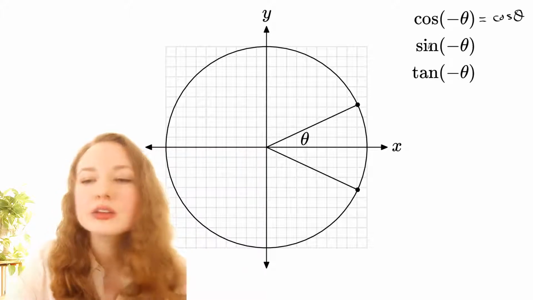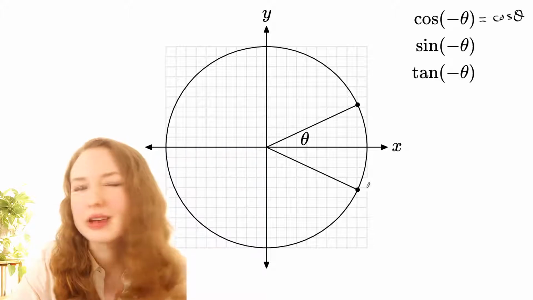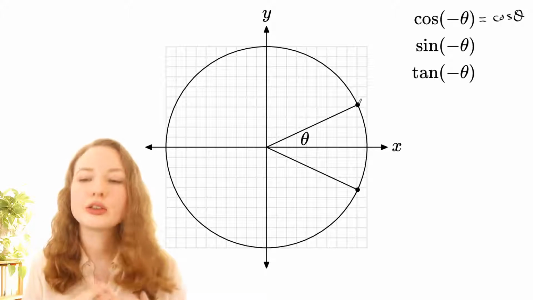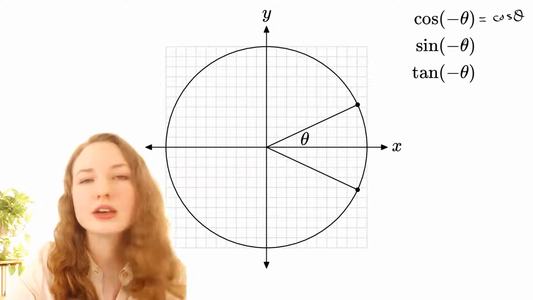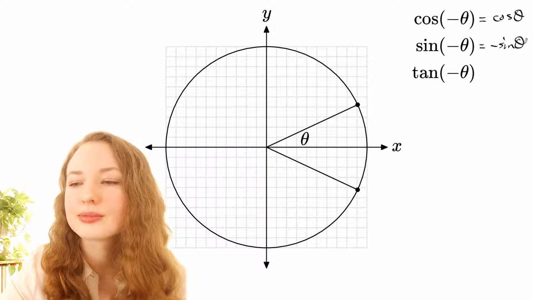For the sine, which remember is the y-coordinate, you can see the y-coordinate here is about negative 0.4, and up here it's positive 0.4. So they're equal magnitude but opposite. So we can say that sine of negative theta equals negative sine theta.